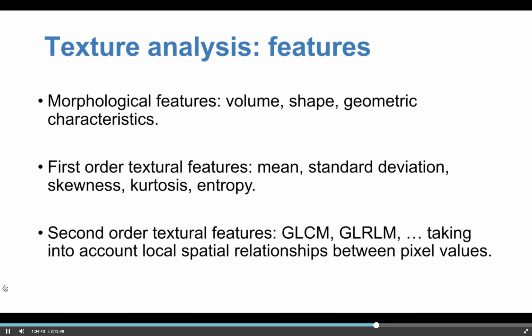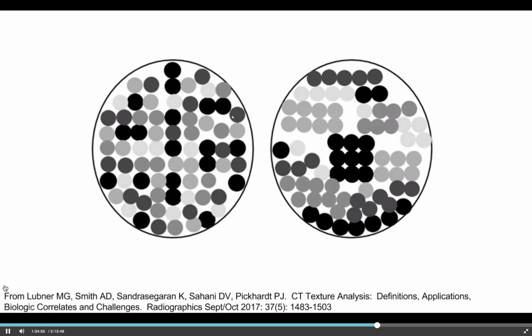We're talking about gray level co-occurrence matrices, or GLCMs, and run length matrices. And these don't just take into account what the grayscale levels are, but where they are in space relative to each other, okay? So the best way to illustrate this is with a few diagrams. And this one is from Dr. Lubner, who's from University of Wisconsin, and wrote this excellent primer on texture analysis in RadioGraphics in 2017.